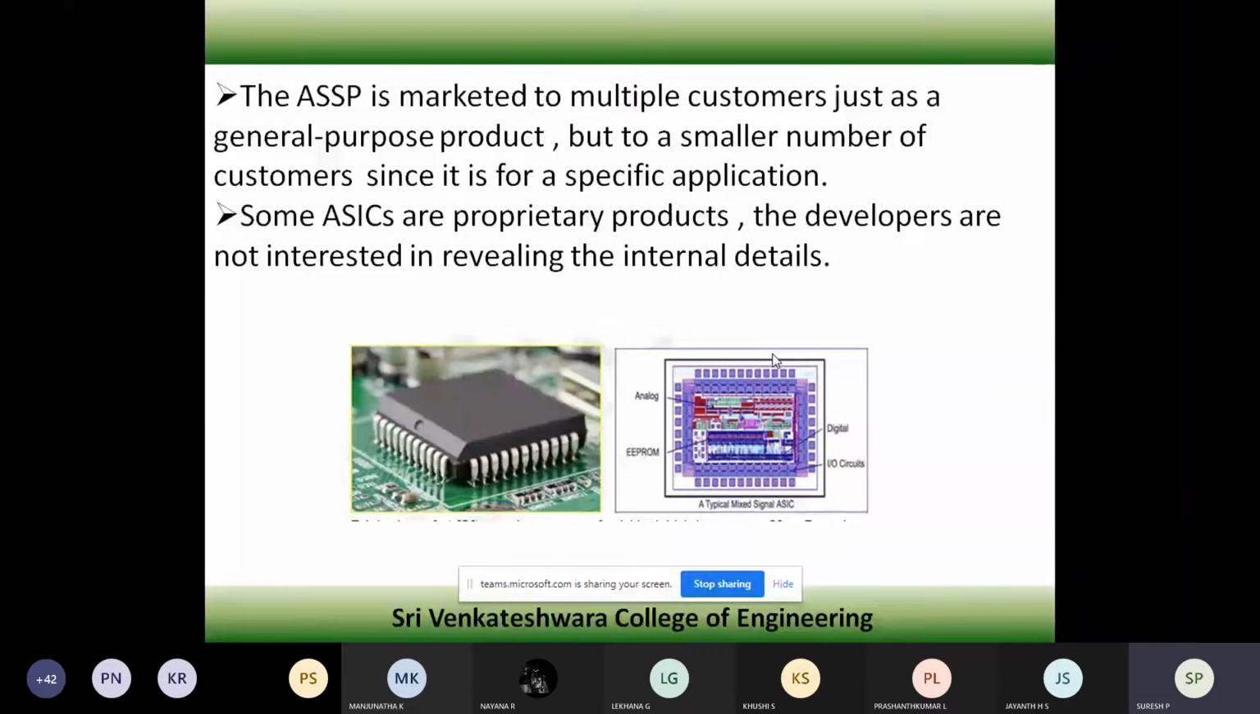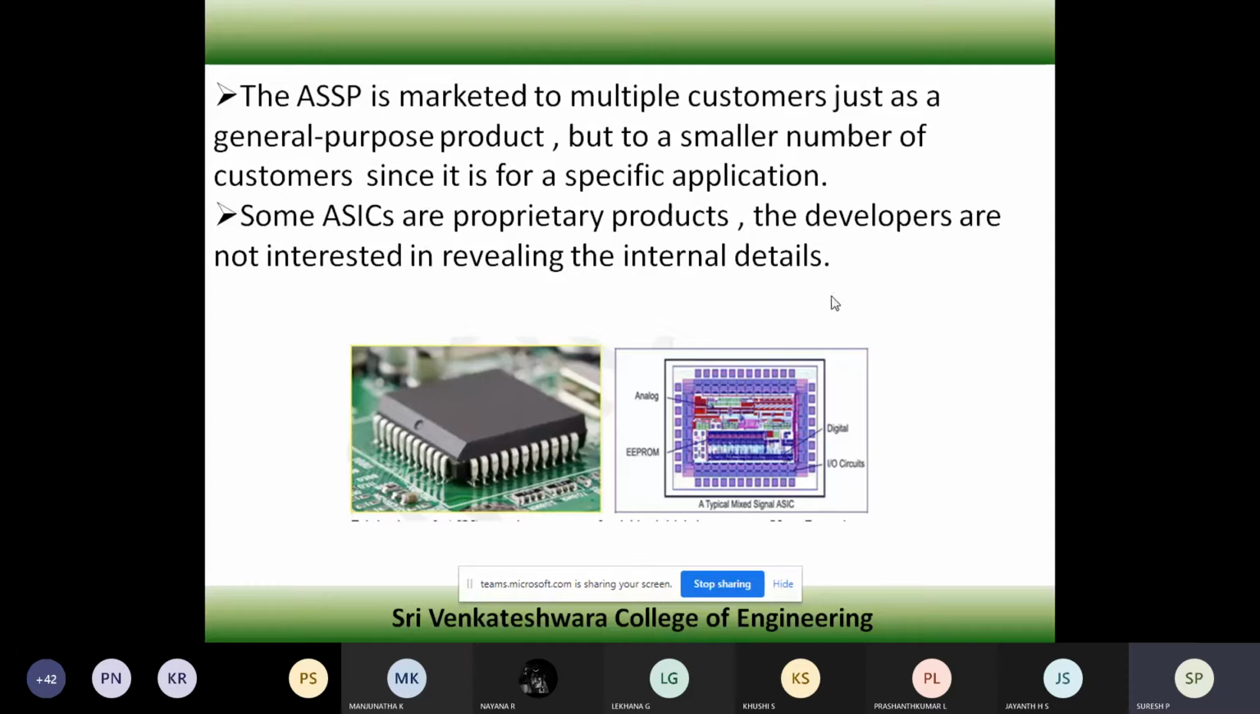Whatever IC he manufactures and whatever he designs for that particular application, he is not going to reveal to the outside world. That will be known to him only. The person who develops that particular ASIC will know the product's internal working, how it works, and what different features it has.